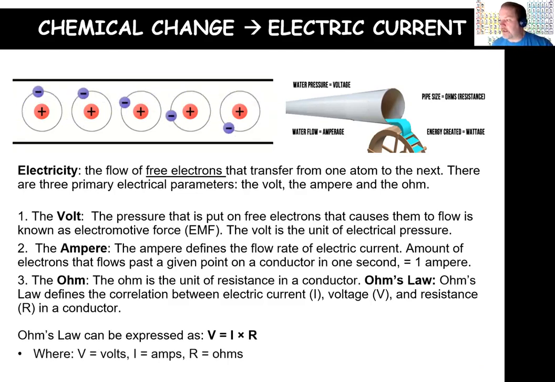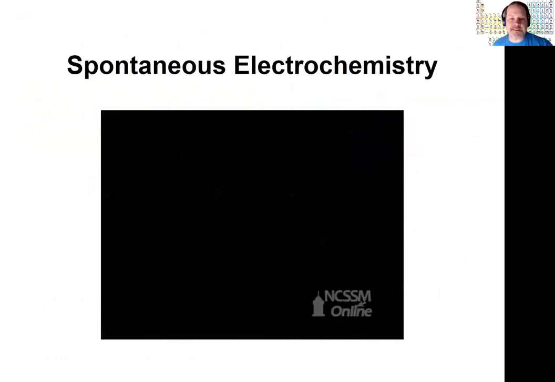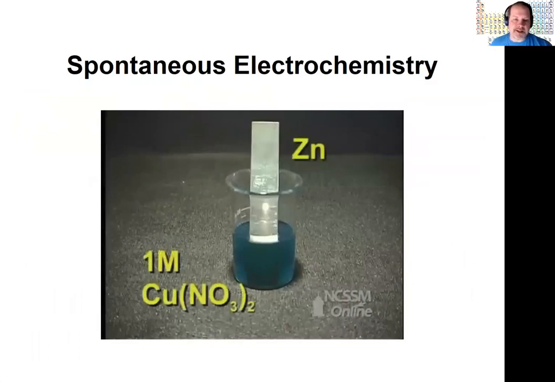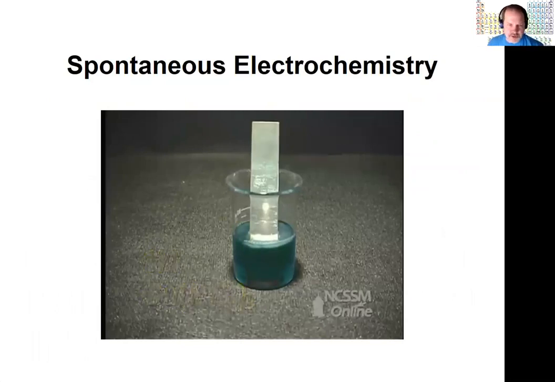Now, one of the things that we want to get started with is to understand how chemicals transfer electrons. And this can be done with a spontaneous chemical reaction that takes place between zinc and copper. So we're going to watch a little video here, and I'll narrate it. So there's a zinc metal piece that's been inserted into a copper nitrate solution, 1 molar, very concentrated. You can see the blue colors of the copper.